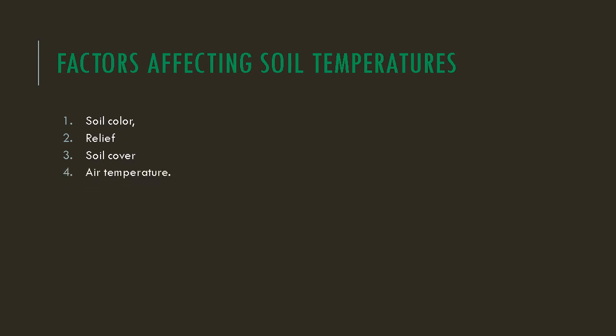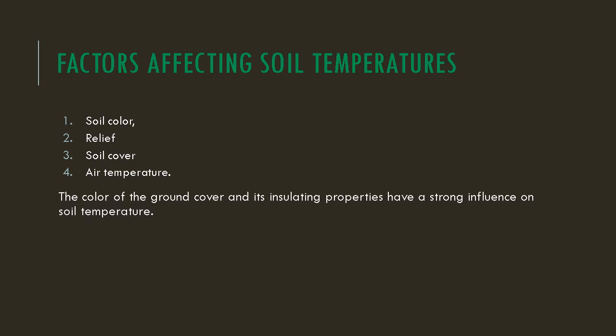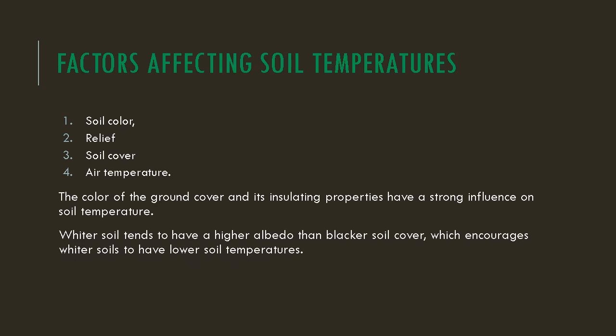Air temperature of a particular place also affects the soil temperature, in the sense that if a particular soil is in an area with very high temperatures, you expect that the soil is also going to be high in temperature compared to another soil where the air temperature is low, and therefore the soil will also be low. The color of ground cover and its insulating properties have a strong influence on soil temperature, and we can also say that whiter cover tends to have a higher albedo than blacker soil cover, which encourages white soils to have low temperatures.